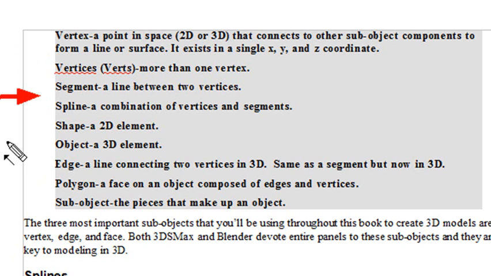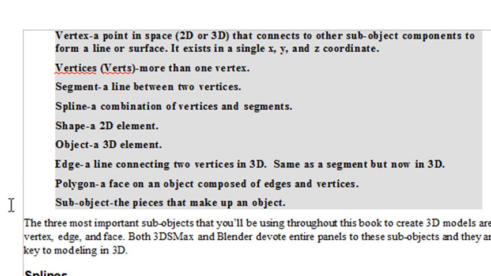A spline is a combination of vertices. A shape is a 2D element, where an object is a 3D element. And we'll take a look at that in a moment. And an edge is a line connecting 2 vertices in 3D. And a polygon, very important, is a face on an object composed of edges and vertices. And a subobject is the pieces that make up an object. Now, all these definitions are pretty much being taken from 3ds Max.